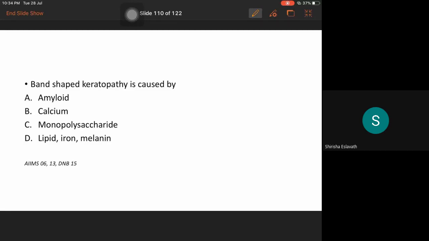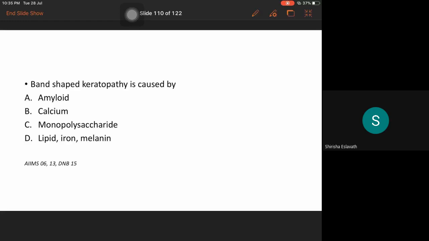Amyloid you see in the case of dystrophies. We saw in stromal you have a lattice dystrophy. There you see amyloid deposits, and also in Bowman's membrane dystrophy, just as a reminder. Next, polysaccharides are deposited in macular dystrophies, and iron, lipid, melanin will be deposited in various other conditions.